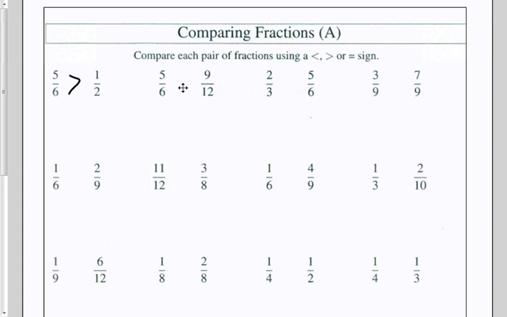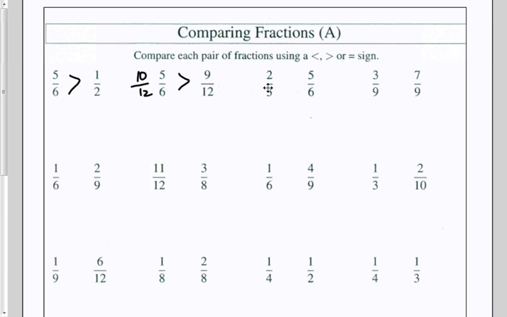Right here we have 5/6 and 9/12. I see that they have denominators that are easy to make the same, so I'm going to change this to 12ths. 6 times 2, so 5 times 2 is 10/12. And then I can see that 10/12 is greater than 9/12, and there I go.